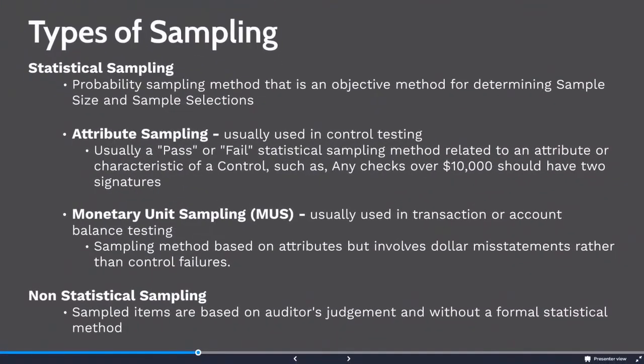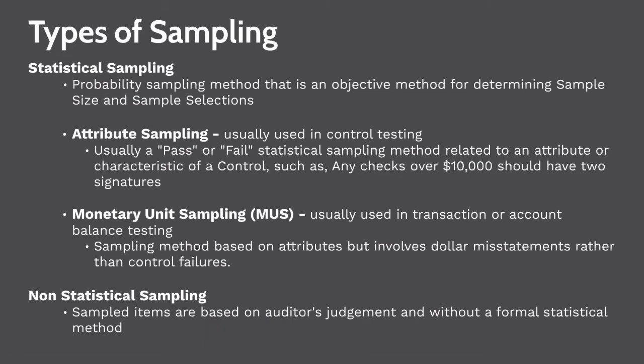Next, we're going to talk about the types of sampling. So there's statistical sampling, which is probability sampling. It's an objective method for determining sample size and sample selections. Very statistic related. You've got attribute sampling, which is part of statistical sampling, usually used in control testing.